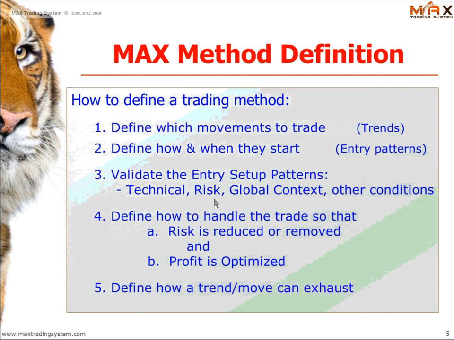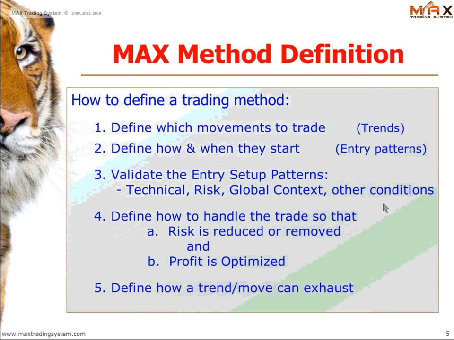So then once we get the possibility for a movement to start, once we get an entry setup, we have to validate that that setup is an appropriate setup for a trade. It's not because we have an entry setup that we have a trade. The setup must be validated under 3 types of conditions: technical conditions, risk conditions, and global context conditions, and sometimes other considerations. So, for example, some timing aspect during the day when we day trade, when we use a small time frame to trade.